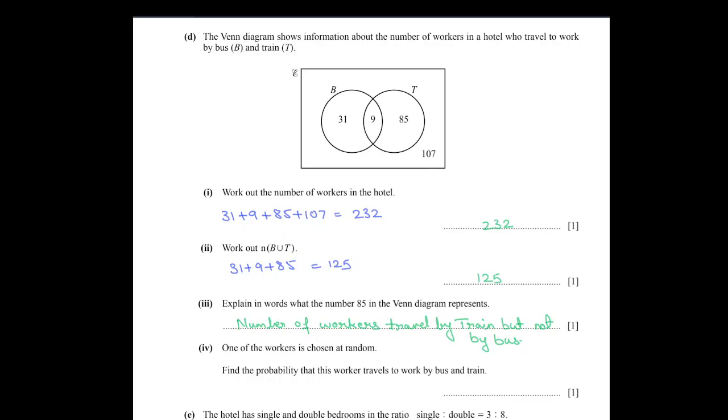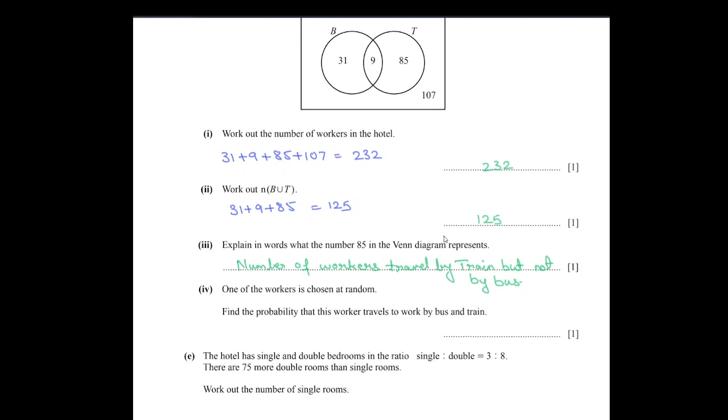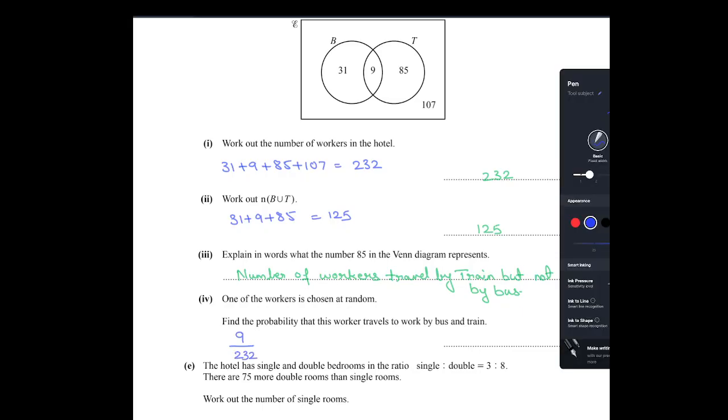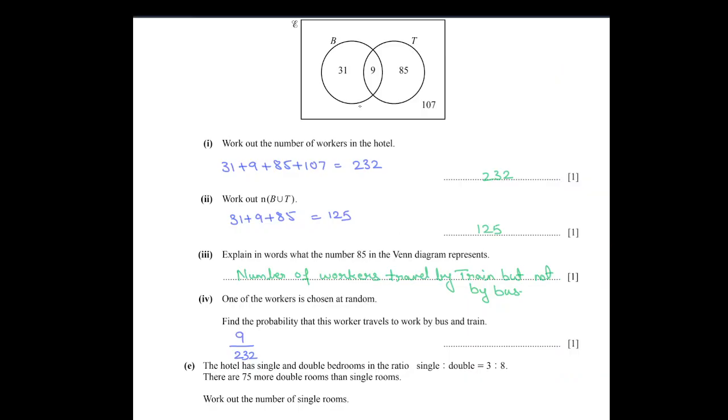One of the workers is chosen at random. Find the probability that the worker travels to work by bus and train. So now we have to find out the probability that he is traveling by bus and train. So 9 by the total number of people, 232. 9 will be the workers who are traveling by bus and train, which is in between here, the intersection. So that should be in the numerator. So 9 out of 232 will be the probability of that person to be chosen.